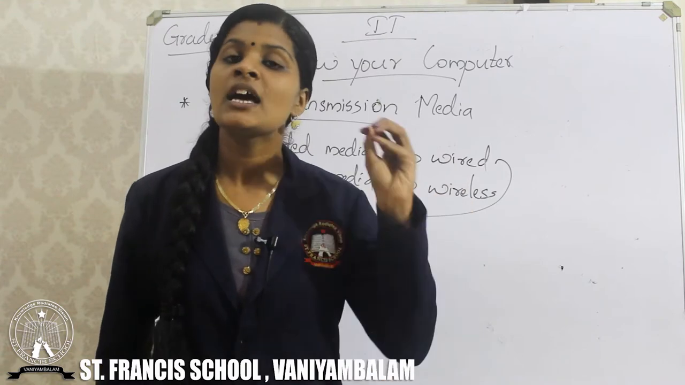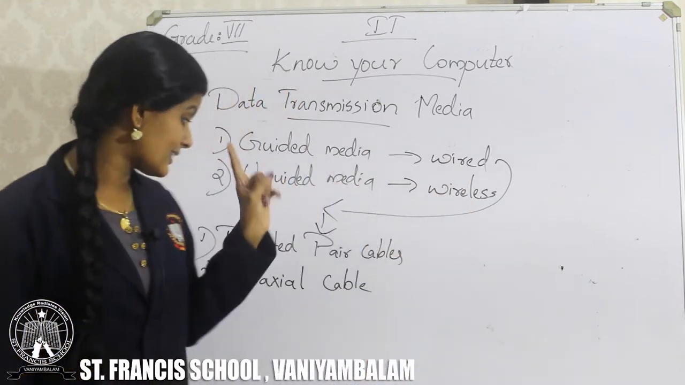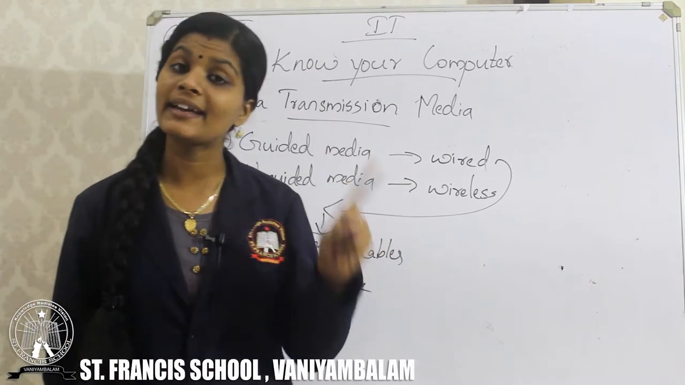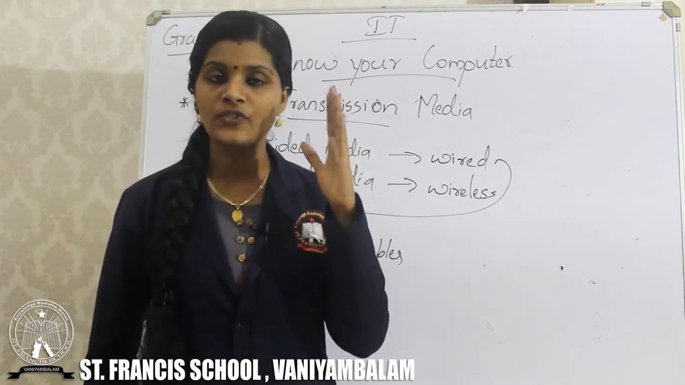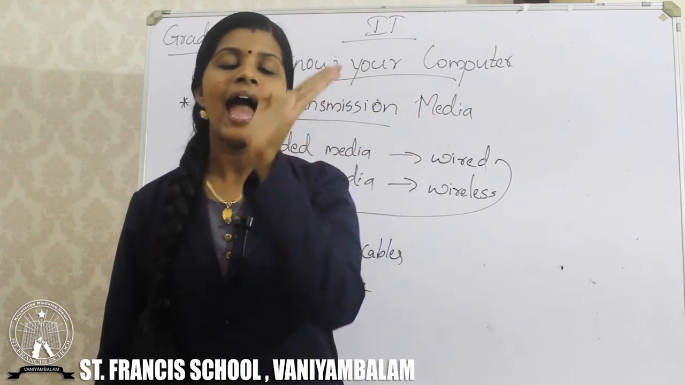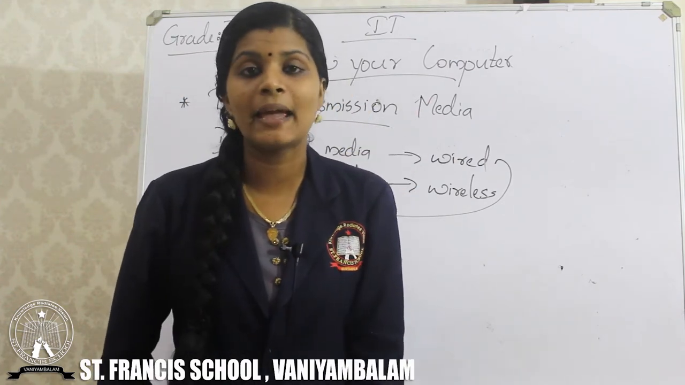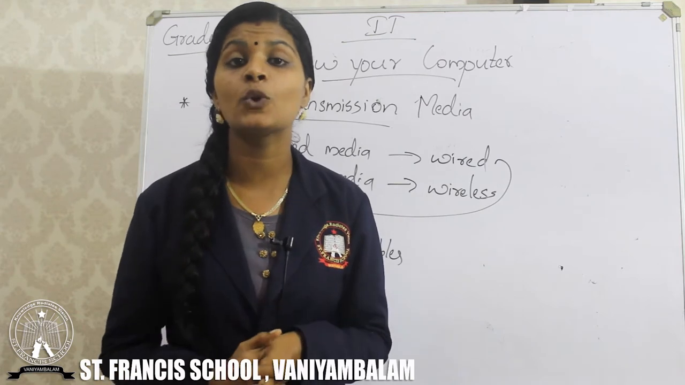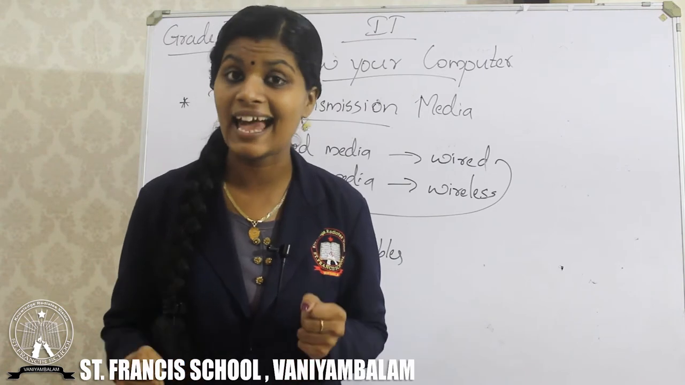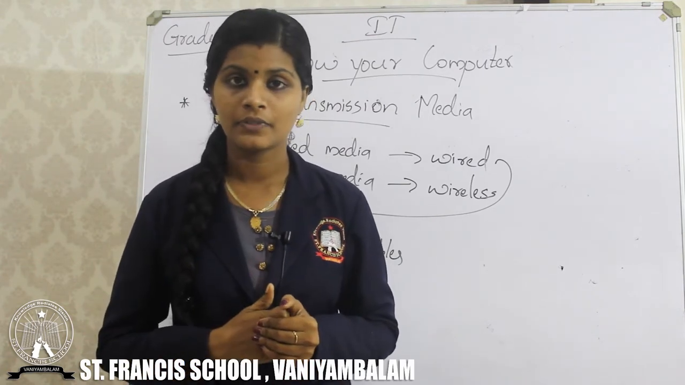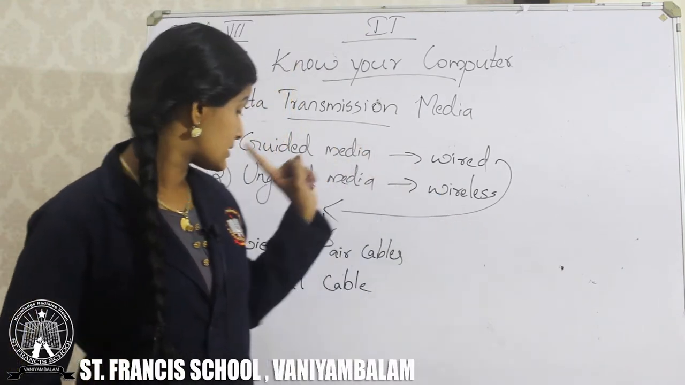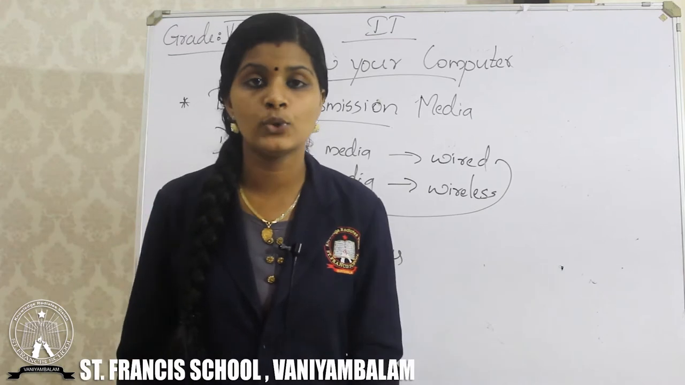The specialty is that it is stronger and more flexible than twisted pair cables. It is more clear when we look at both pictures. The first picture is of twisted pair cable, and when we look at the picture of coaxial cable, we can assume that coaxial cable is stronger and more flexible than twisted pair cable. So twisted pair cables are used for telephone networks, but coaxial cables are used for cable TV networks.